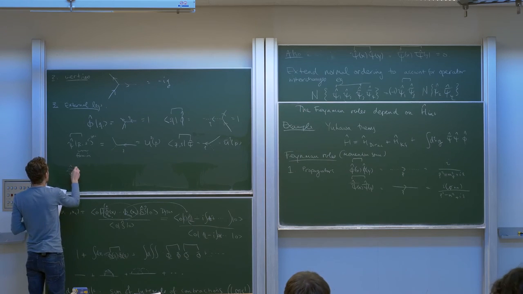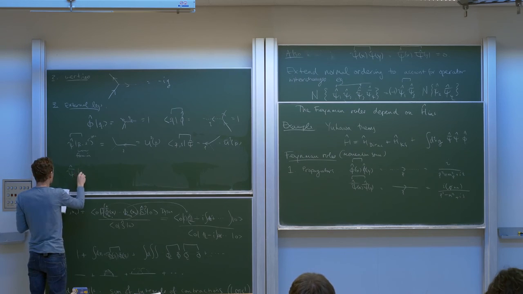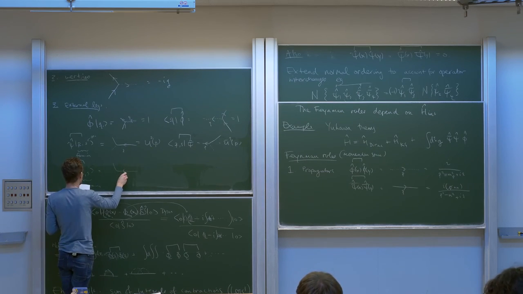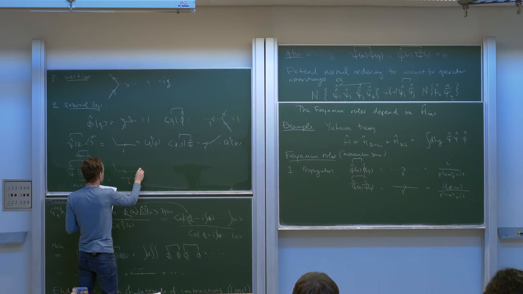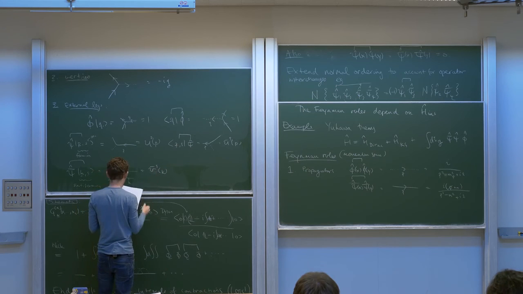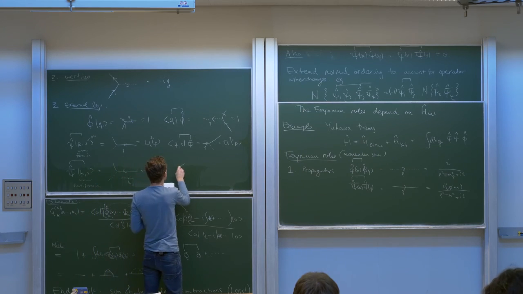And it's also possible for there to be external legs where you prepare an anti-fermion. And to those you associate the v bar s of k. Similarly, for the bra version.